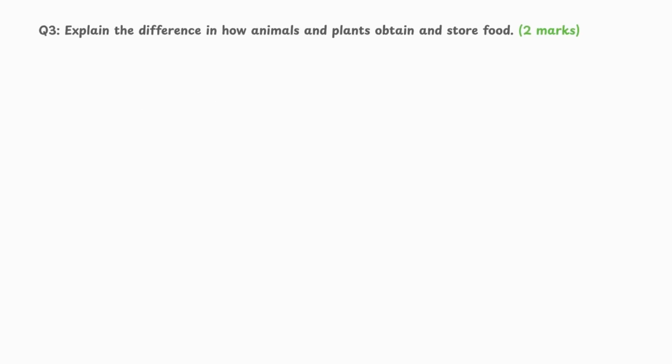For our final example, we're going to compare how animals and plants get and store food. Explain the difference in how animals and plants obtain and store food.